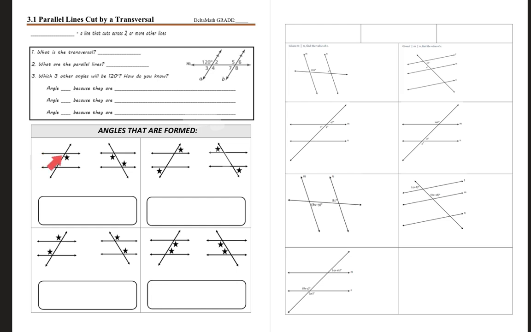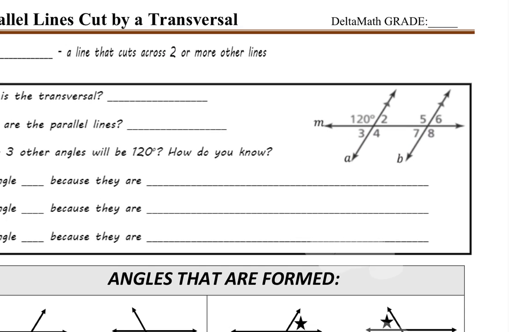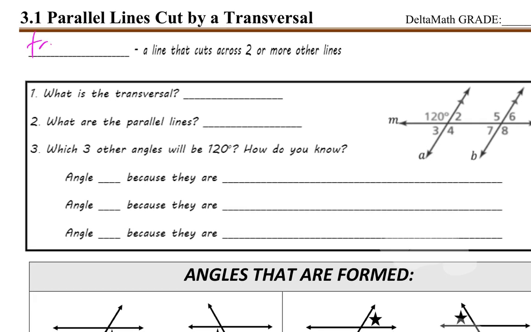Okay, so if we look at these pictures right here, we see parallel lines, right? We know parallel lines are the ones that go the same way. Just like this. Parallel lines have been cut in these instances by a line that goes across. So a transversal is that line that cuts across two or more lines.